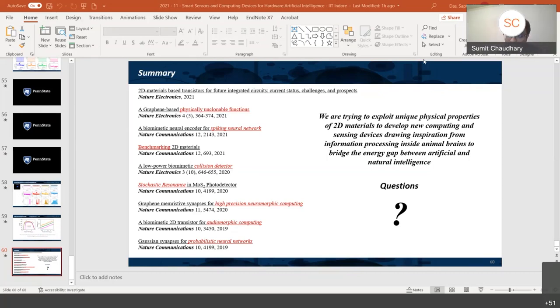Thank you, sir. Sir, Gaurav Verma is asking how to move from device to application framework for some novel device, as you have discussed. I think that's an excellent question again.